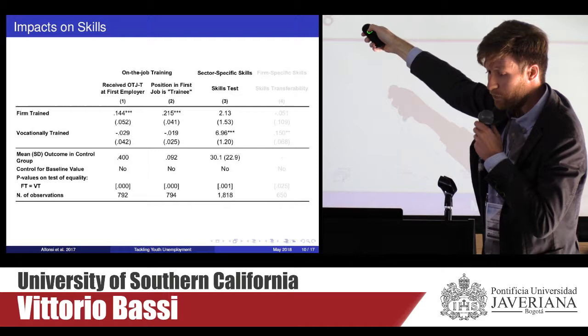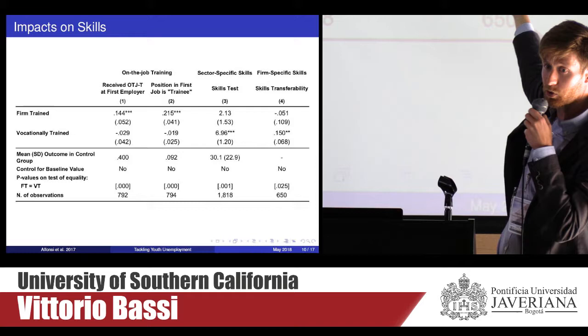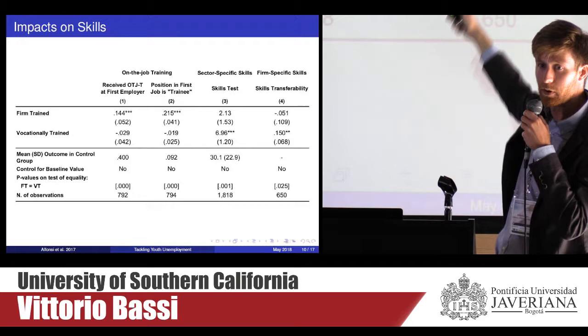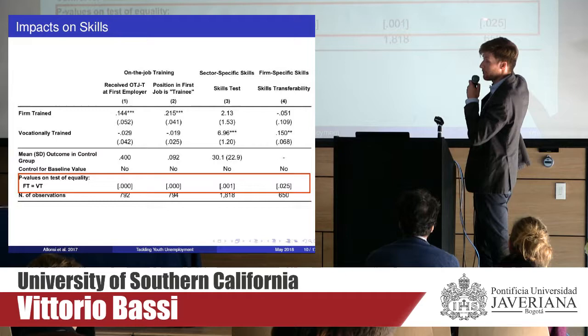And so again, when we ask workers about whether they feel their skills are transferable or not, we find that the vocational trainees report their skills to be much more transferable, potentially more general, than the firm trainees that, if anything, again, this is noisy, but they have skills that they think are less transferable. Now, the interesting thing from this table is that if you compare the effect of firm training and vocational training, these are all significant at the 5% level.